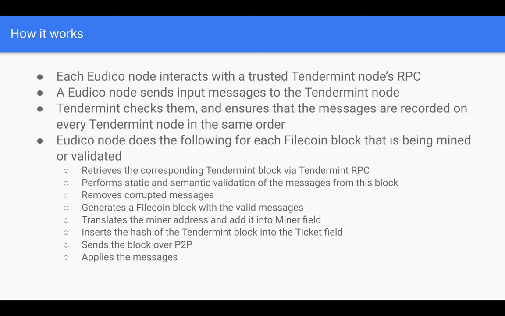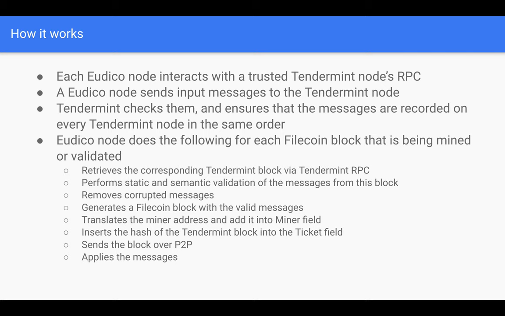So how does it work? Each Unicode node interacts with a trusted Tendermint interface over HTTP protocol. Unicode nodes send input messages to the Tendermint node using the broadcast method. Then Tendermint core checks them and ensures that all messages are recorded on every Tendermint node in the same order. Then the Unicode node accesses the corresponding block using Tendermint RPC and does the following methods.